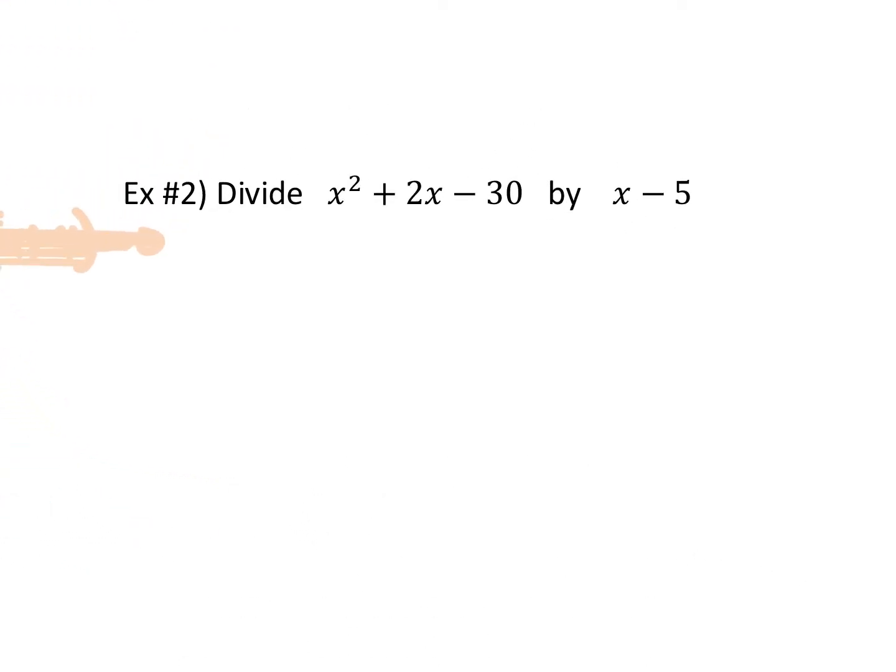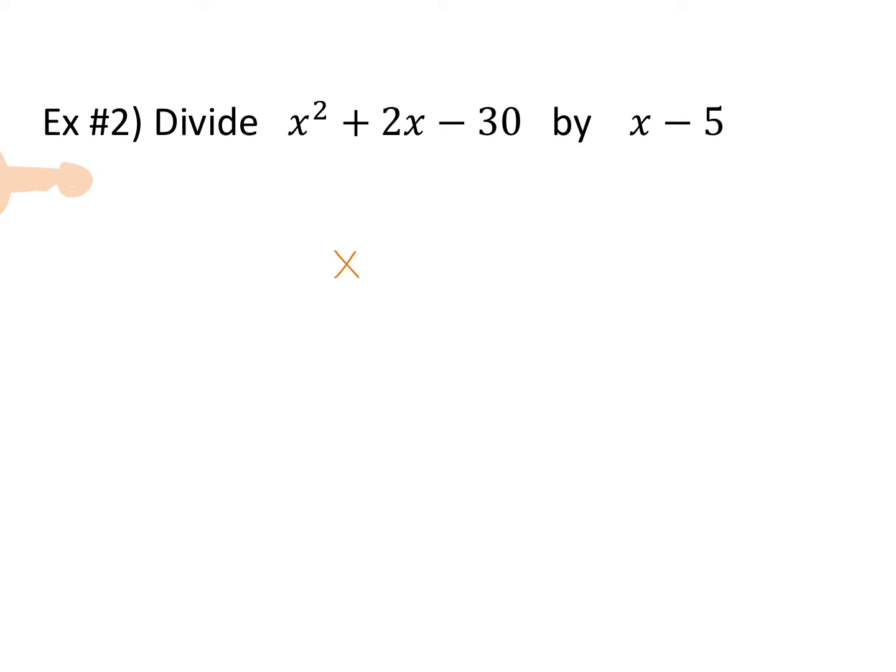So this one says divide. So we're going to start with x squared plus 2x minus 30. And we're going to divide by x minus 5. What is the first question you ask yourself? Look at the first two things, right? The first thing here and the first thing here. X times what gets you x squared? X. Okay, that goes above your 2x. We want our degrees to stay in line.